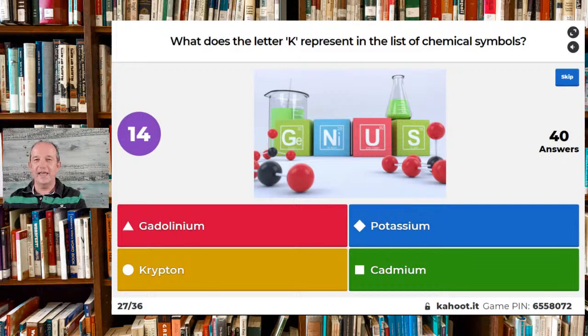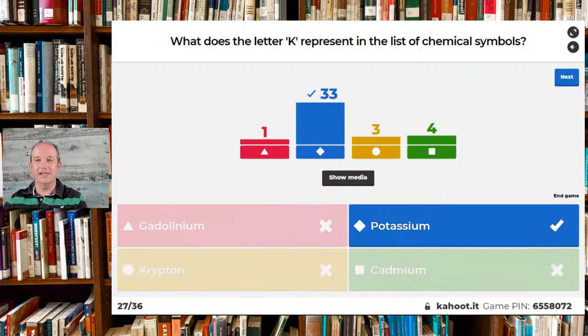Letter K, in the just one letter round. Just trying to keep up the chat as well. 41 answers in, and it is potassium. Well done. 33 of you got that right, so absolutely fantastic. And apparently the other word for potassium is kalium, which starts with a K, which is medieval Latin for potash. There you go. So, things you learn as you go through.